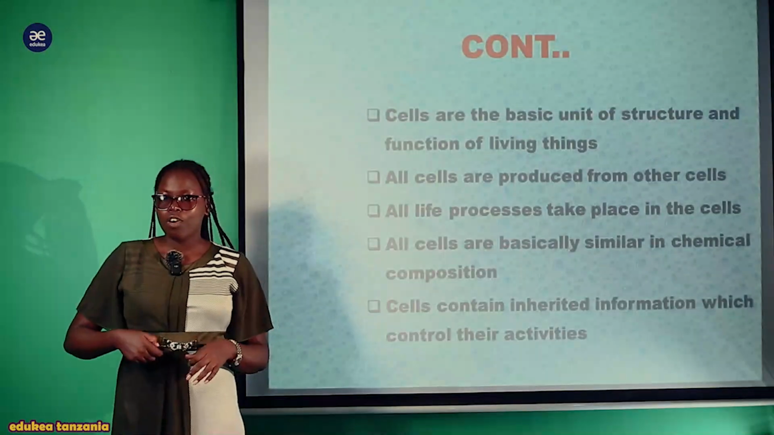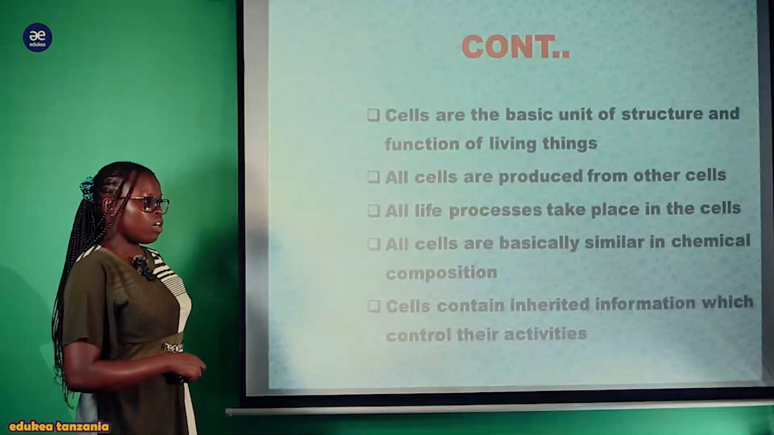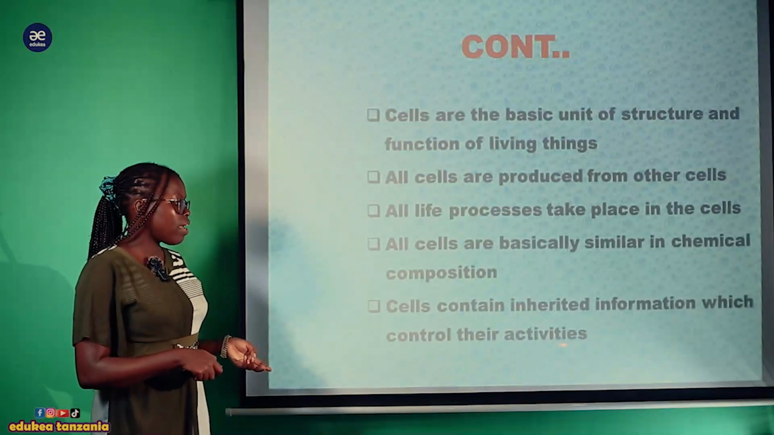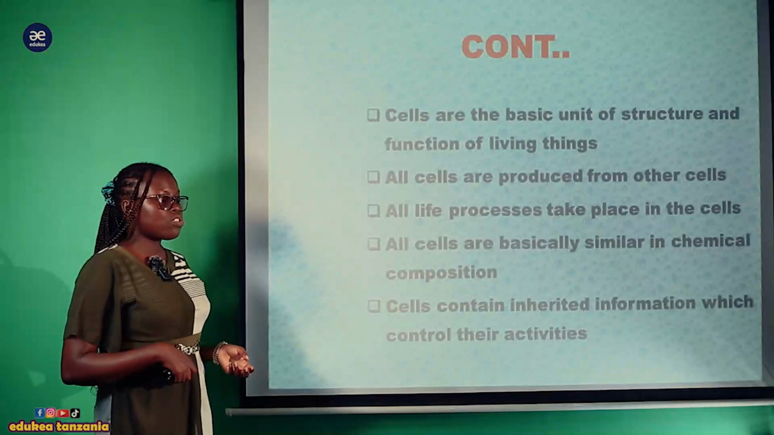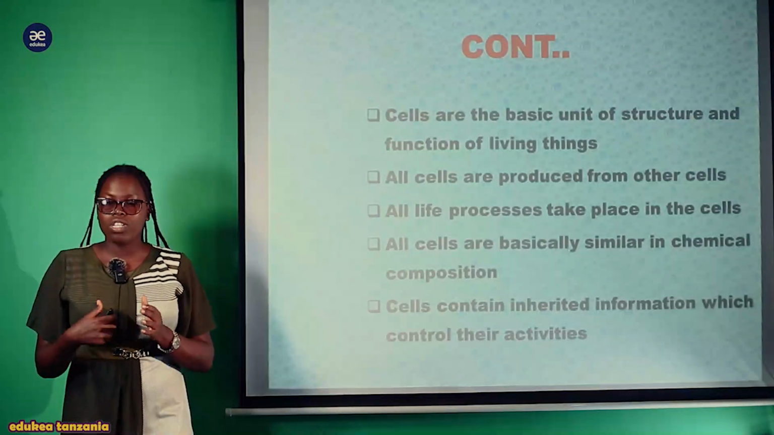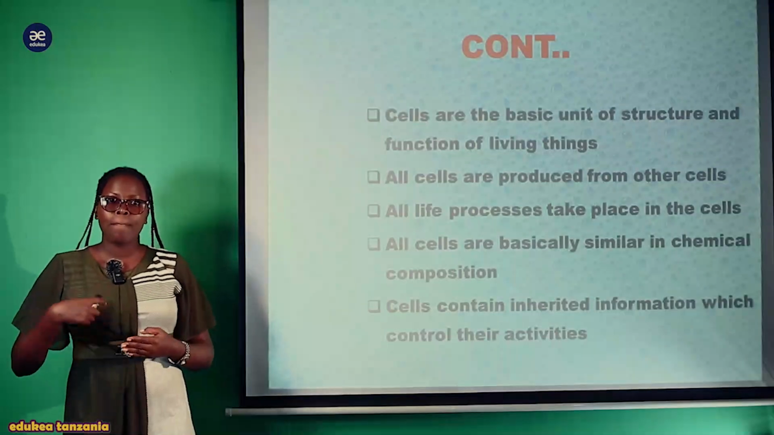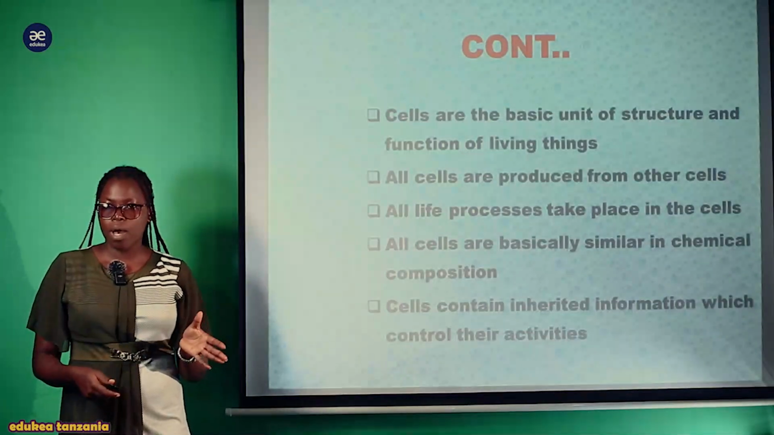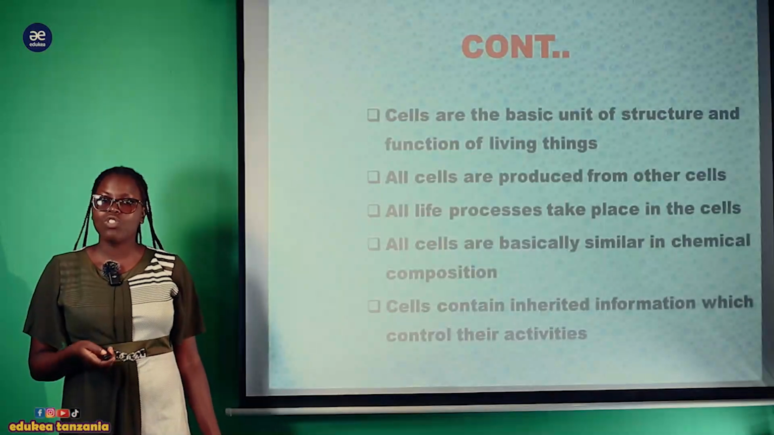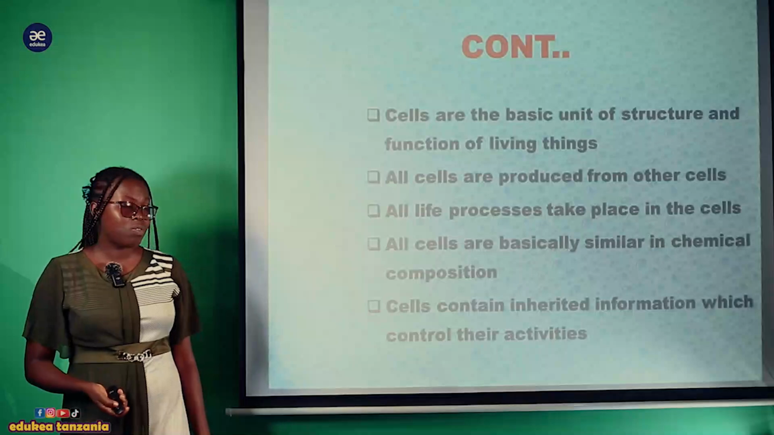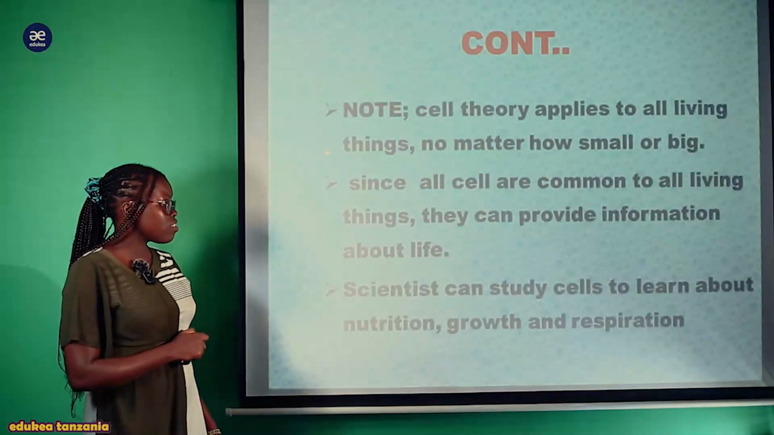Also, cells contain inherited information which controls the hereditary activity. Cell vile vile imecontain vinasaba ambavyo zinatumika katika kurithishwa. Ndio maana unakuta baba anafanana na mtoto au mjukuu anafanana na babu. It is all about the cell which contains the hereditary material which can be transmitted from one generation to the next. You have to note that cell theory applies to all living things no matter how small or big.